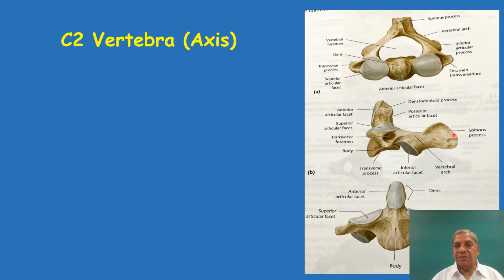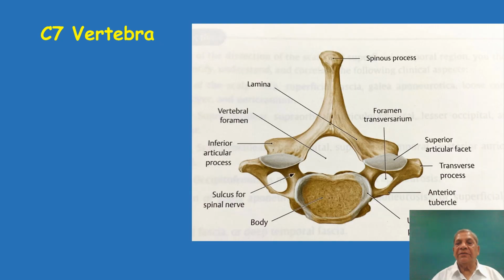Okay, C2 vertebra. Then there may be a question on the C7 vertebra. If we go to the C7 vertebra, you can identify it by the presence of a single long spinous process. Single, I mean to say there is no bifid. The tip of the spine is not bifid, but shows a single rounded tubercle, and it is quite long. That's why sometimes this vertebra is called vertebra prominens.